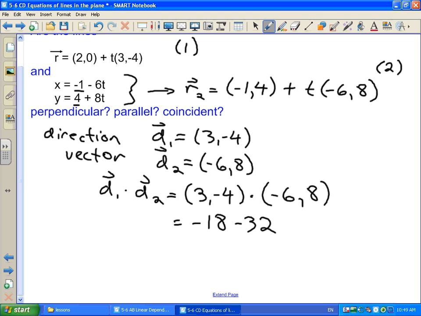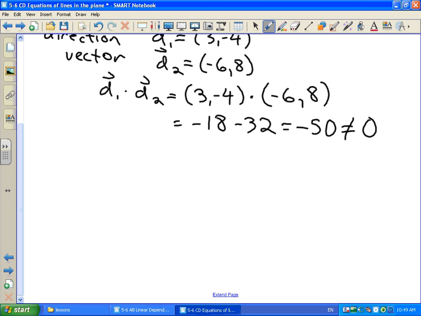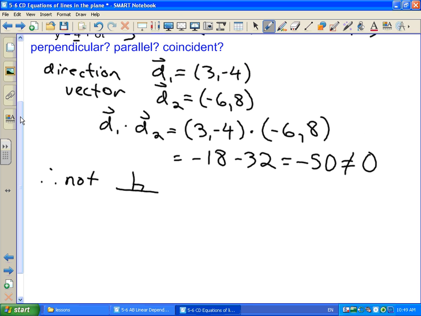We're checking to see if this equals 0. If the dot product is 0, these things are perpendicular. This works out to be negative 50. Yes, negative 50. But the key thing is it's not 0, so they are not perpendicular. So our two lines are not perpendicular.